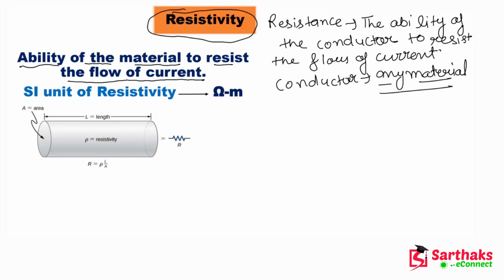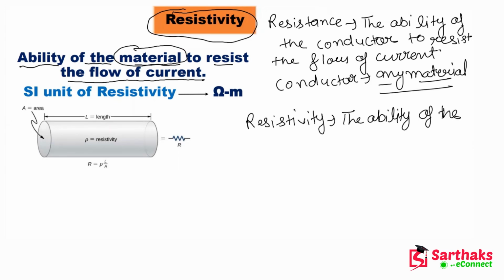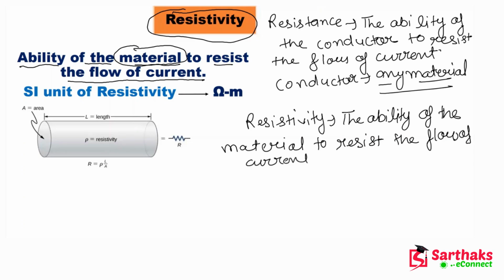But if I am talking about resistivity, it is also the ability to resist the flow of current, but it is the ability of the material. This is very important. Resistivity is the ability of the material to resist the flow of current. Okay, guys, I hope you got my point.